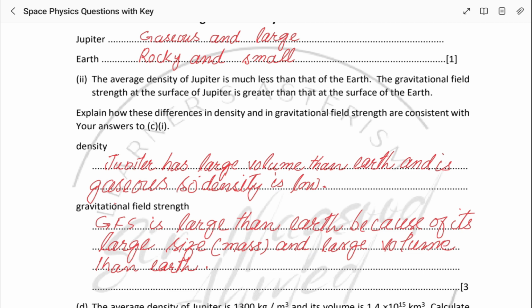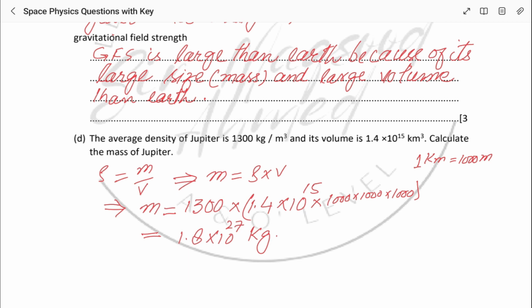Now part D: the average density of Jupiter is 1300 kg per meter cube and its volume is 1.4 × 10^15 kilometer cube. Calculate the mass of Jupiter. For this we will use the formula density is equal to mass over volume, rho is equal to m over v. From this, mass m is equal to density into volume.